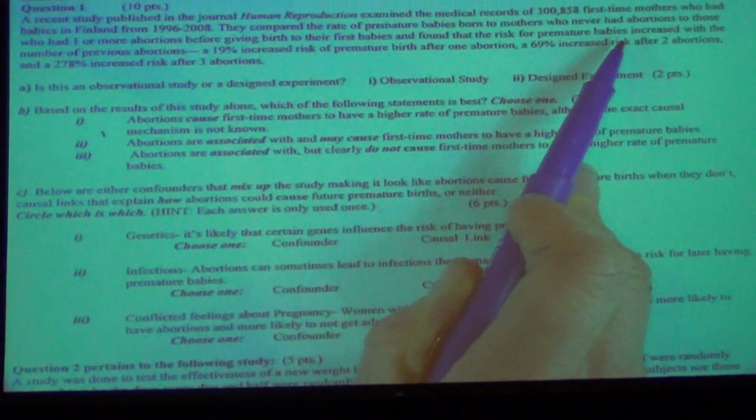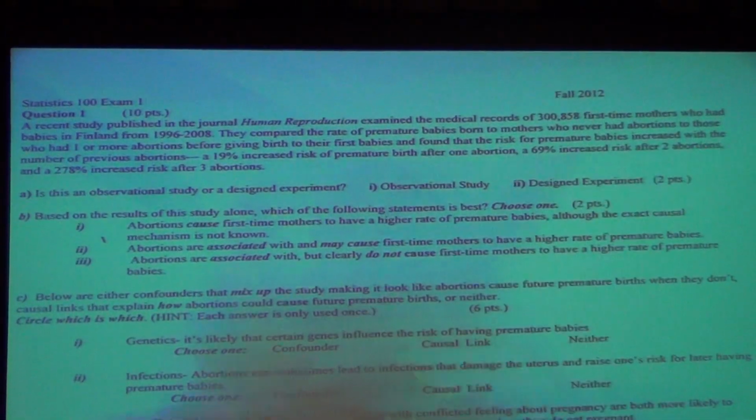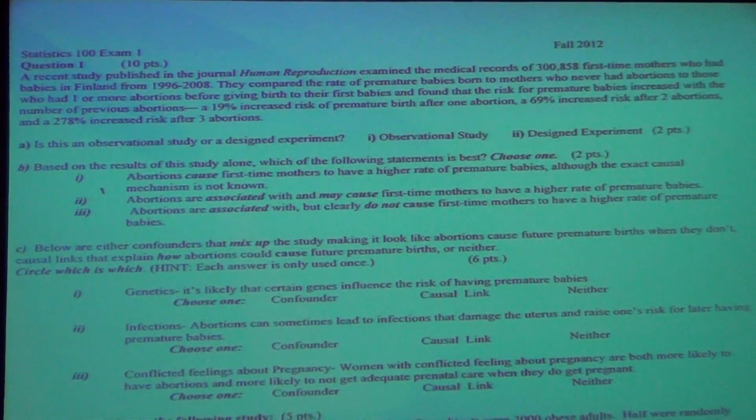that the risk for premature babies increased with the number of previous abortions. So the more abortions women had before giving birth, the more likely they were to have a premature baby.